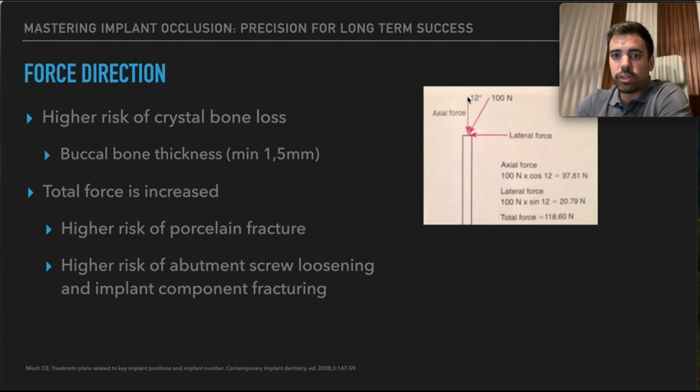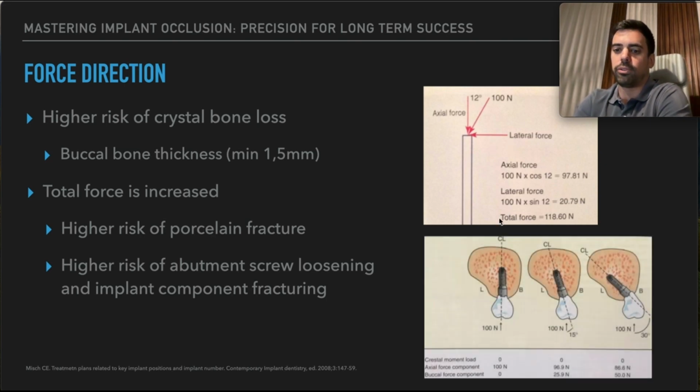If we apply some forces, instead of applying them completely axial to the tooth, we apply them lateral. We may have 100 newtons here, but we end up with 118 newtons at the very end because of the lateral forces. If we apply this to an implant, on an axial one, we have 100 and then that's it. Whereas if we apply higher loads in a tilted implant, we end up with 50 on a buccal and then 86 on an axial. So you need to add those up. So you get a magnification of the forces. So we want to really try and avoid these kind of scenarios.